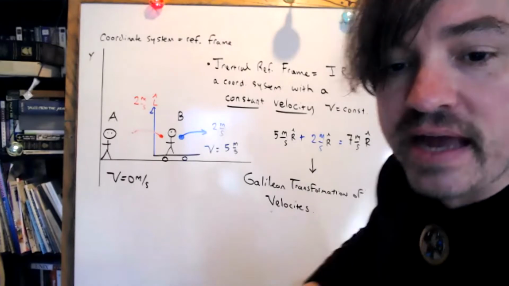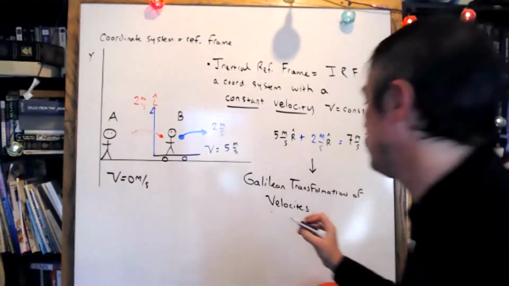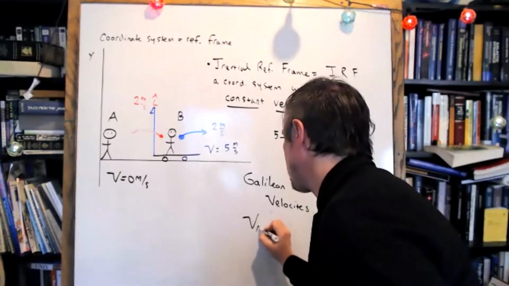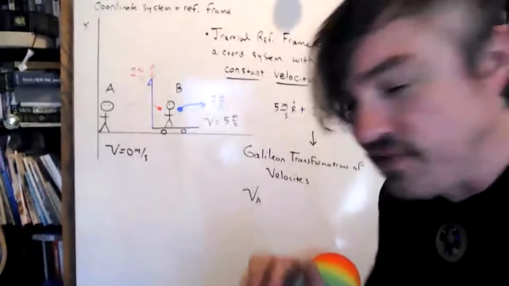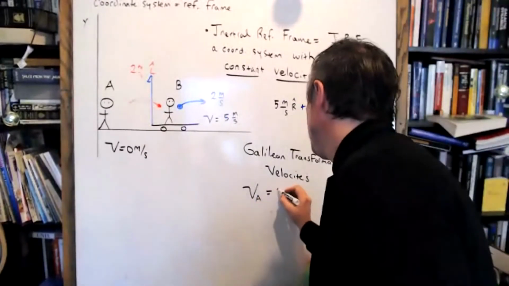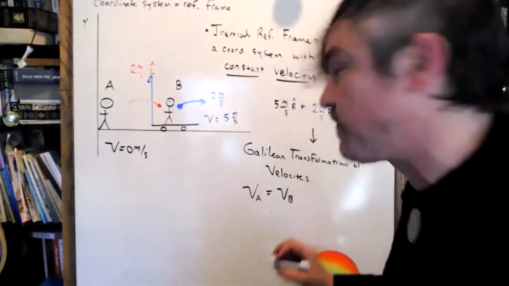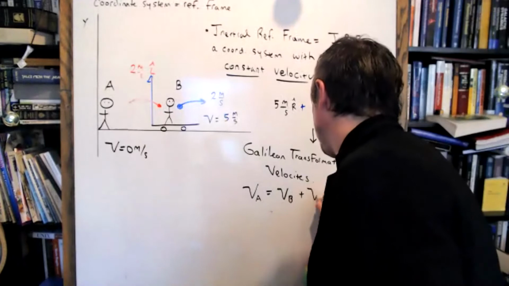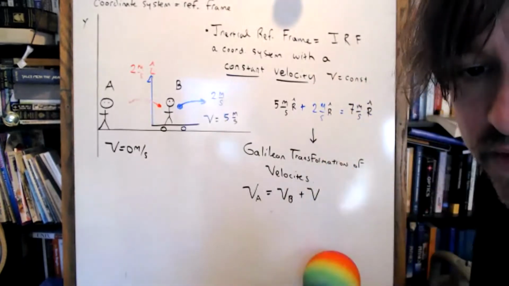Let's write it out in mathematical terms. Let me explain how the Galilean transformation of velocities is supposed to work. The velocity of the skateboard, and I'm talking velocity, not speed. The velocity of the object relative to observer A is the velocity of observer B's inertial reference frame plus the velocity of the ball, which I'll just leave as V so I don't get confused here.